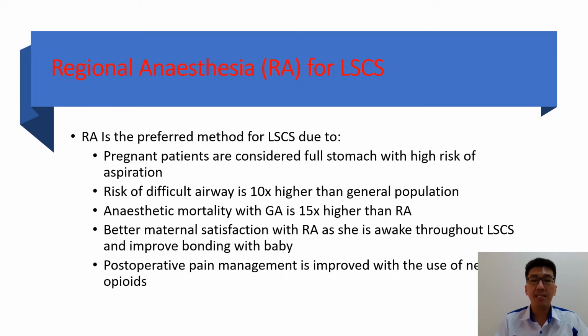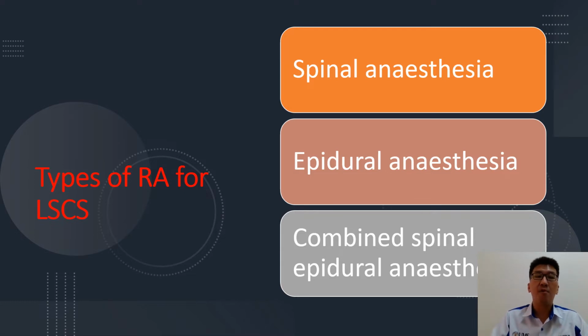And there is better maternal satisfaction with regional, as the mother is awake throughout the lower segment cesarean section, with improved bonding with the baby. Okay, and of course with RA we can give better pain control like intrathecal morphine or intrathecal fentanyl so that the analgesia will be prolonged post-operatively. Various types of RA can be utilized for lower segment cesarean section: spinal anesthesia, epidural or combined spinal epidural anesthesia, CSE.